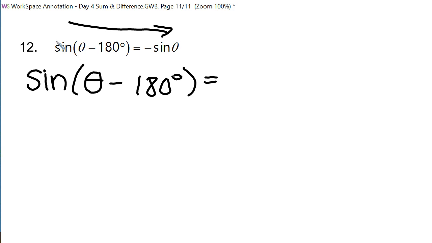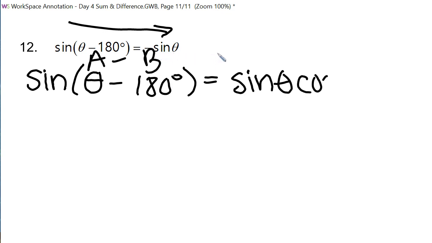Okay, so we need to do sine of A minus B, where theta is A and 180 degrees is pi. So that second formula would be sine of A cosine of B, so that would be sine of theta cosine of 180 degrees. And between the two, we need to have a minus cosine of A, so that would be cosine of theta sine of 180 degrees.